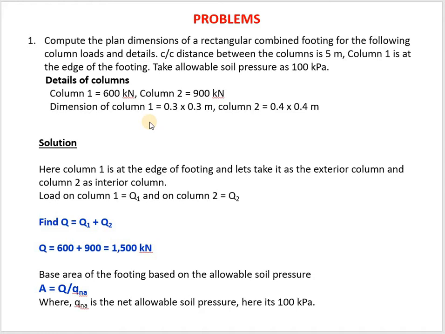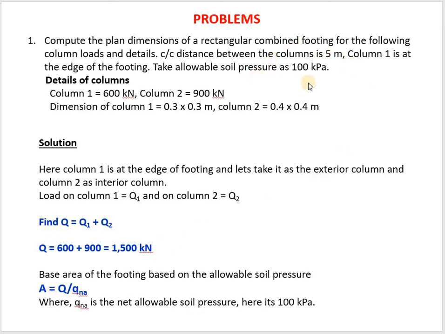So the first step is to find the total loads coming onto the footing. So what are the total loads? First column it is 600 and the second column it is 900. So find the total load. I am denoting the load on column 1 as Q1 and the load on column 2 as Q2. So the total load is Q1 plus Q2, and you get the total resultant load as 1500 kilonewton.